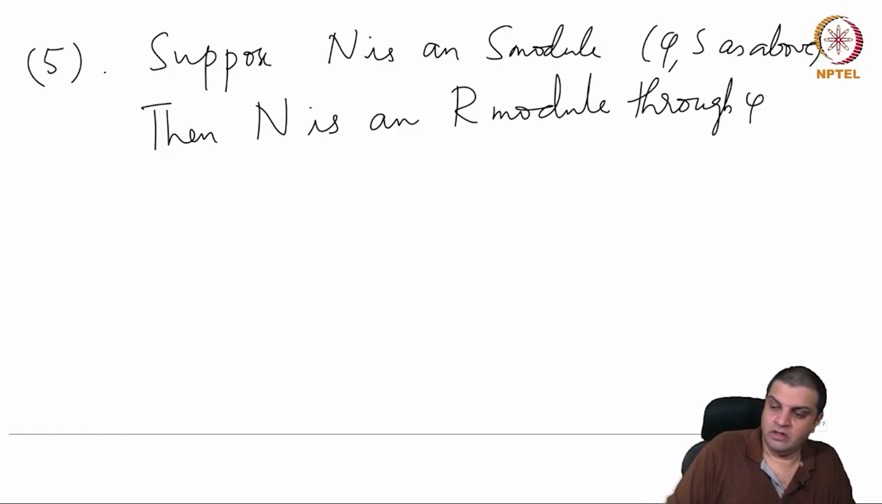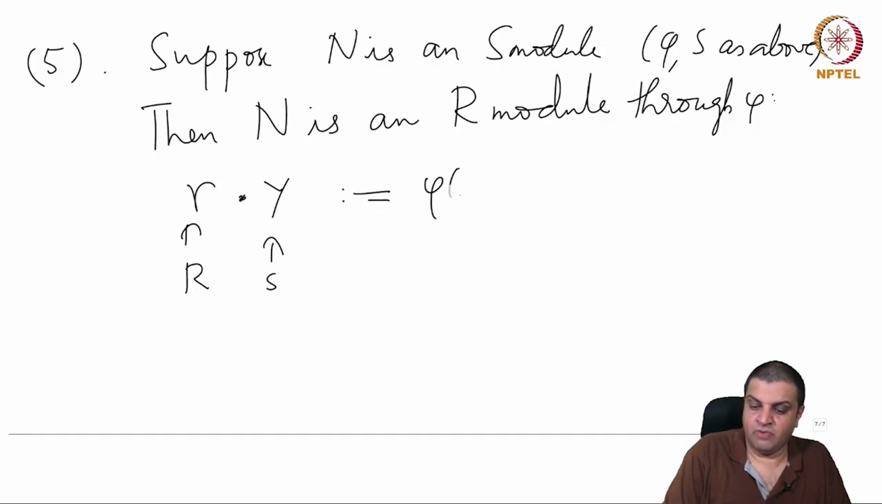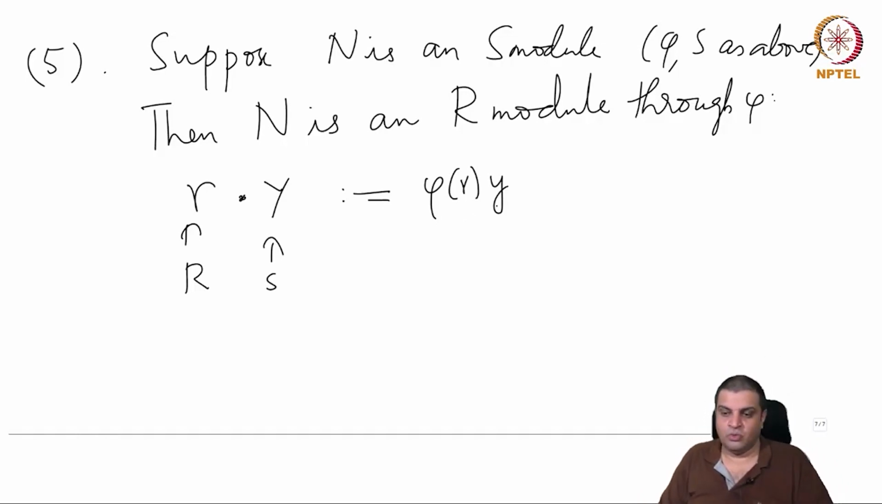Through phi. In other words, if you have r times some y, this is inside R, this is inside S. Again, we want to define what this multiplication means. Define it to be phi of r, y. Now, this is just the S module structure. This is an element of S and S module of Y. So, we can think of it this way.